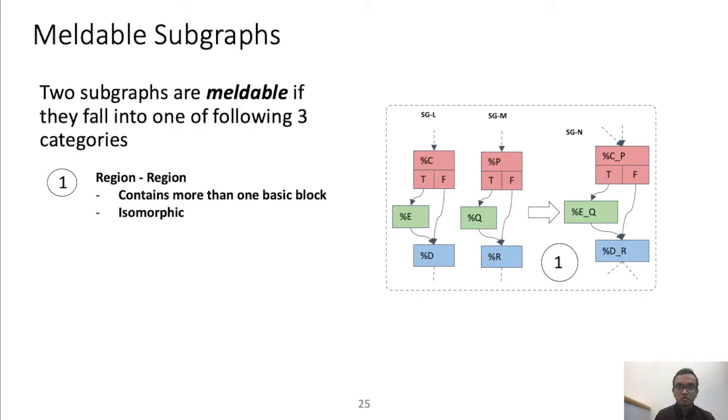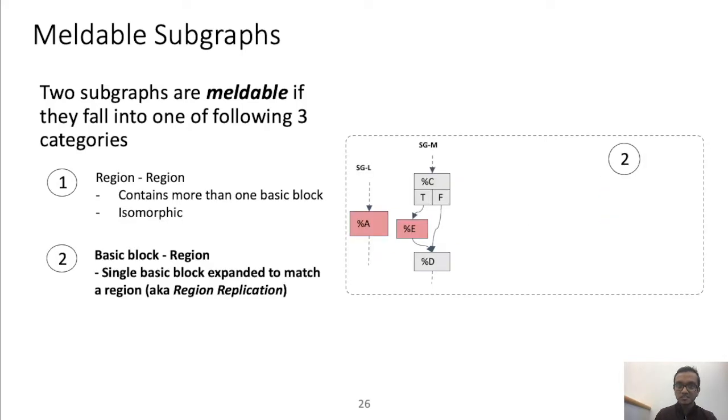Next, we define when two SESE subgraphs are meldable. Here, meldable means the ability to merge two SESE subgraphs into a new SESE subgraph that is less divergent. For this, we consider three cases. The first case is region-to-region melding. Here, both the subgraphs have more than one basic block and they are isomorphic. So the melded subgraph will have the same control flow structure. In the example given here, subgraphs L and M have the same control flow structure. We can meld the corresponding basic blocks in L and M to obtain a new subgraph N.